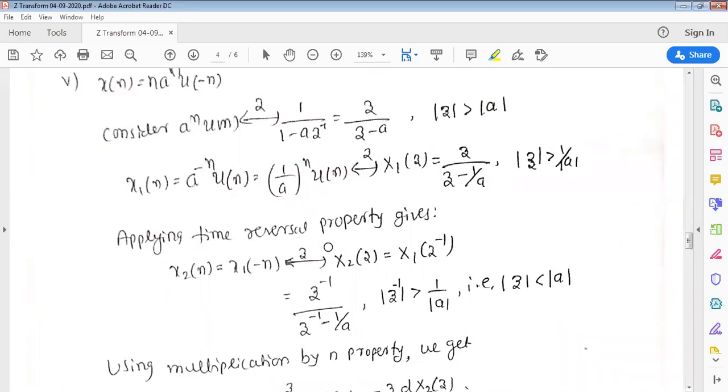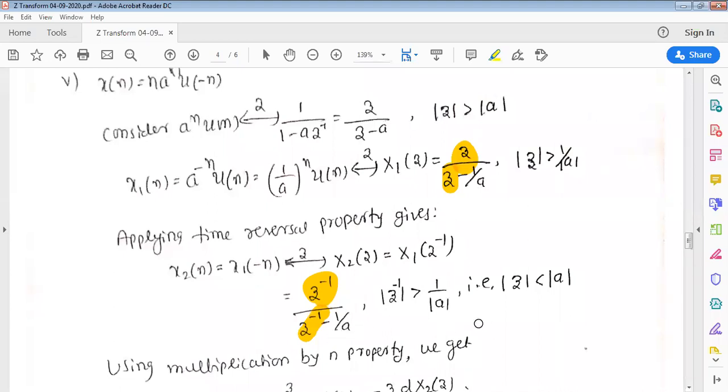Now I will apply the time reversal formula. This is (1 by a)^n, so minus n, here also it becomes minus n. So I'll write x1 of minus n. What is your formula? x2 of z is nothing but x1 of z only, wherever z is written, replace it by 1 by z. So this z gets replaced by z raised to minus 1, and the remaining constant 1 by a retains unchanged.